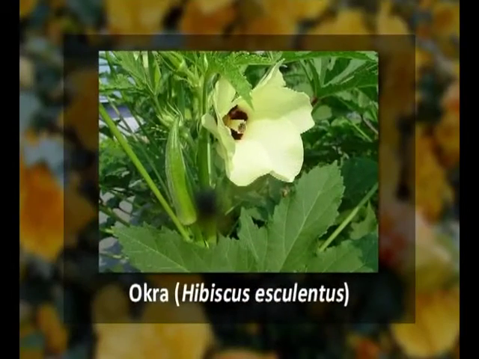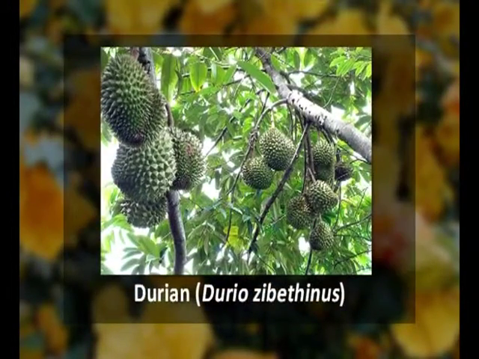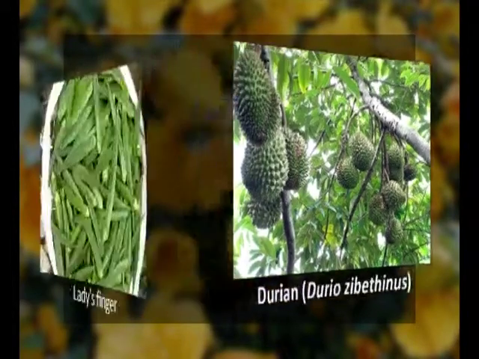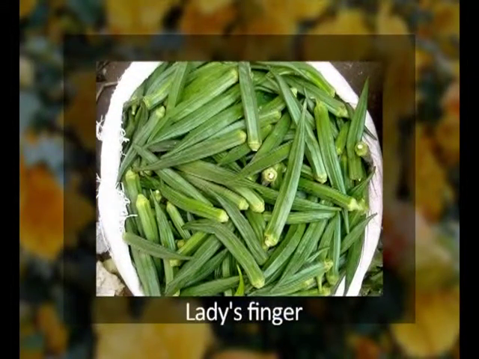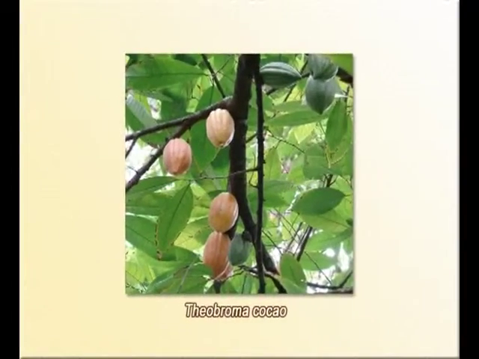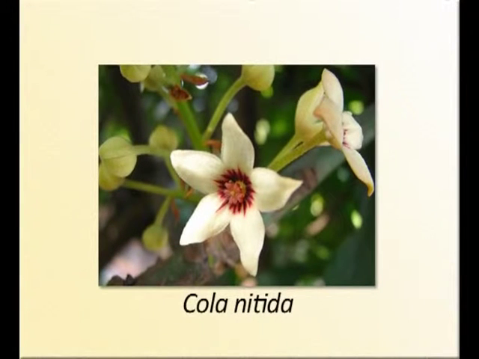For instance, the young fruits of okra, scientific name Hibiscus esculentus, and durian, the scientific name Durio zibethinus, are used as vegetables. Or the industrial importance of the family Malvaceae is the product cocoa, the source of chocolate. It is obtained from the seeds of a species by the name of Theobroma cacao. The seeds of one more species, Cola nitida, yield an important commercial product called cola.